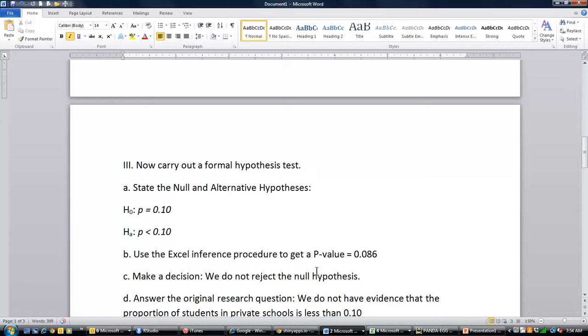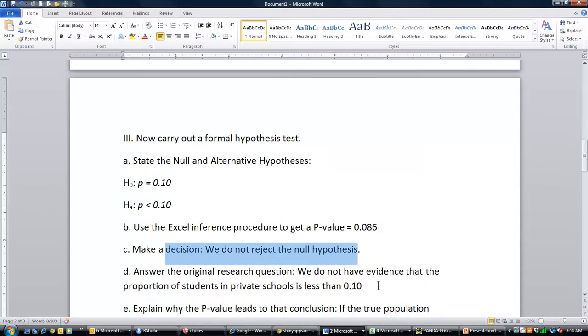So for the original research question, we do not have evidence. We did not reject this. We couldn't rule it out. The sample proportion was less than that, but it wasn't so far less as to be all that surprising. So we couldn't rule this out. We do not reject the null hypothesis, which means we do not have sufficient evidence that the proportion is less than 0.10.